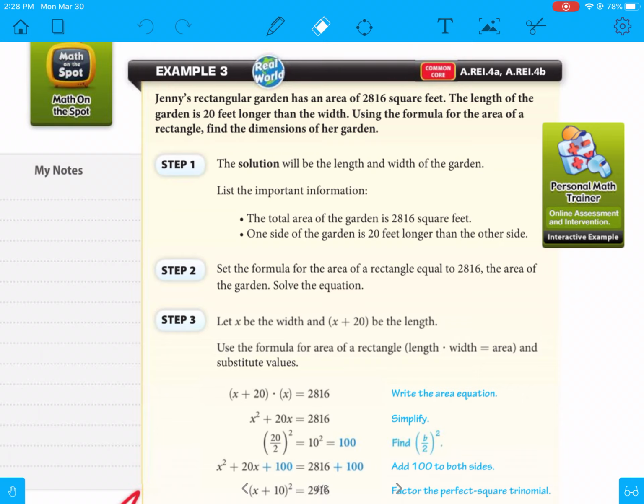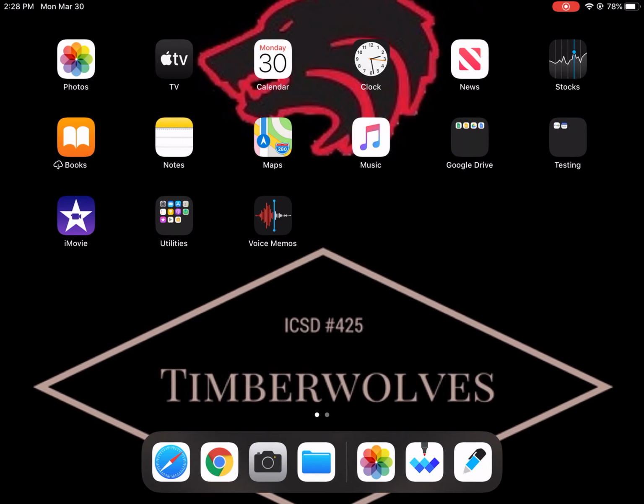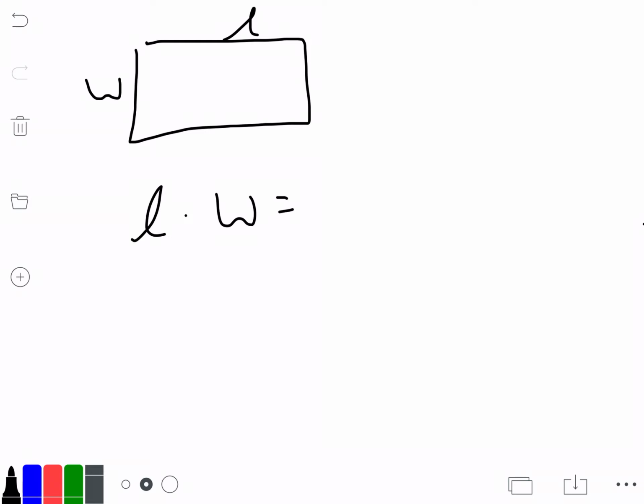So what we're going to have to do is actually draw a picture. That's going to be the easier thing to do here. So they have a rectangle, and you have length times width is 2,816. So we have length times width equals 2816. It says the length of the garden is 20 feet longer than the width. So the length is going to be 20 plus W, and the width is just W.